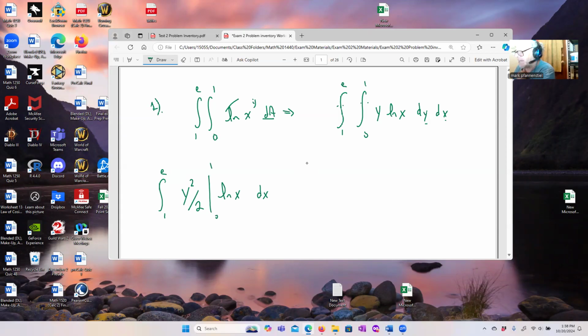Let's go ahead and evaluate those limits. So that's going to be 1 squared, which is 1 over 2 minus 0 over 2. Just evaluating my limits. y goes from 0 to 1. Here's our limits from 1 to e, because I haven't integrated the natural log yet, dx. And that's what we're kind of dealing with.